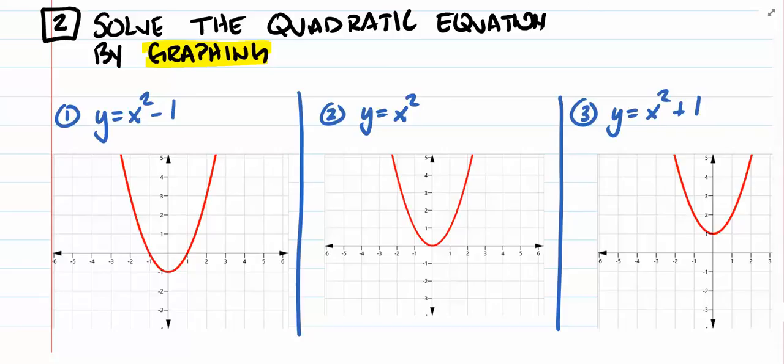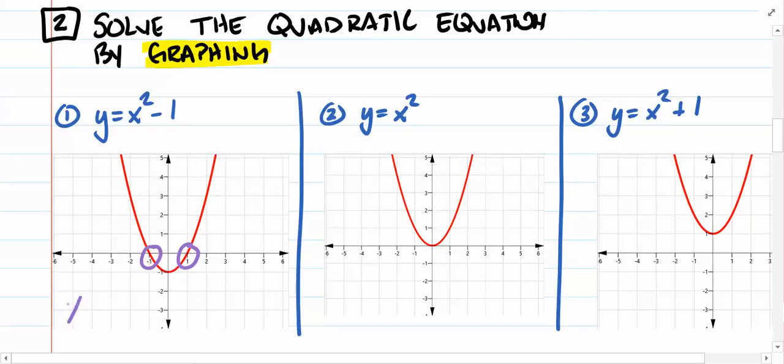So hopefully you put together that the way that we solve a quadratic by graphing is we look for where the graph intersects the x-axis. So in this case, there would be 2 solutions. X would be -1 or x would be 1. So there would be 2 solutions. So it is possible for a quadratic equation to have 2 solutions.